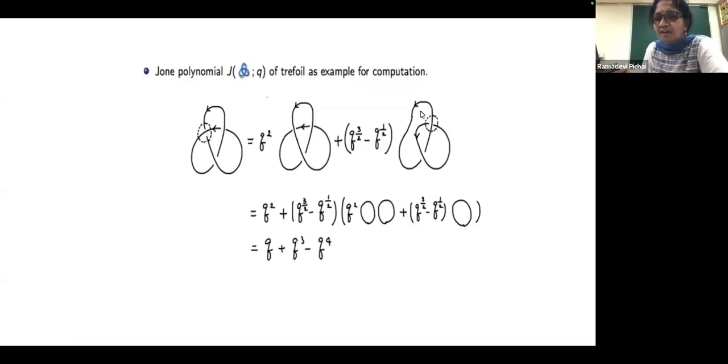See, if you see here, it is a half link, as I said. Again, you concentrate on one particular crossing and rewrite that particular half link in terms of no crossing and undercrossing. If you do an undercrossing, it becomes an unknot. But if you do a no crossing, it will become two unknots, and use the fact that two unknots is q power half plus q power minus half, and you'll end up getting this polynomial.